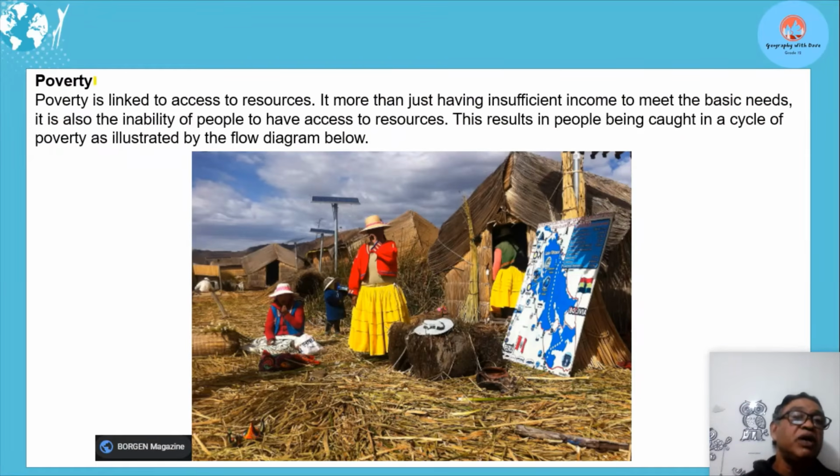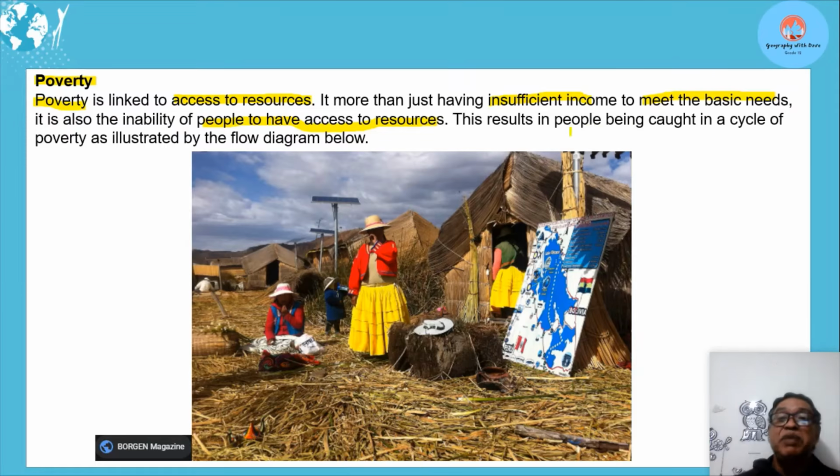Another one we looked at in our curriculum is poverty. And poverty is linked to access to resources. If you don't have resources, you'll notice that insufficient income to meet basic needs will then result in poverty. You must remember it's the inability of people to have access to resources to meet their basic needs. If they don't have the resources, they can't meet their basic needs, and therefore poverty sets in, without much income, etc.